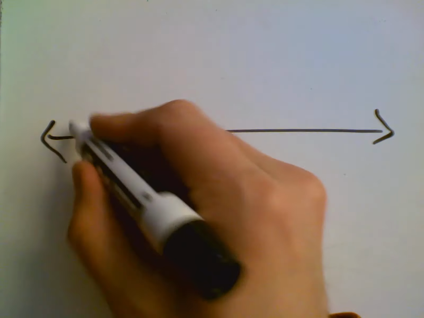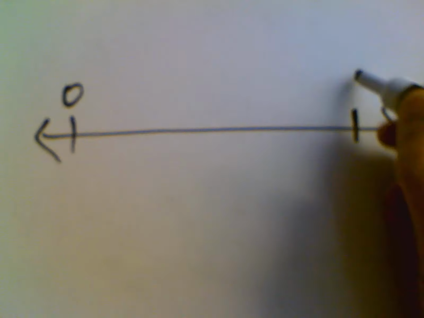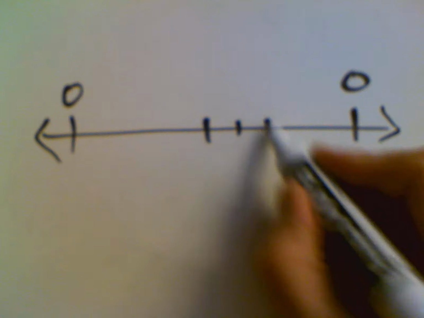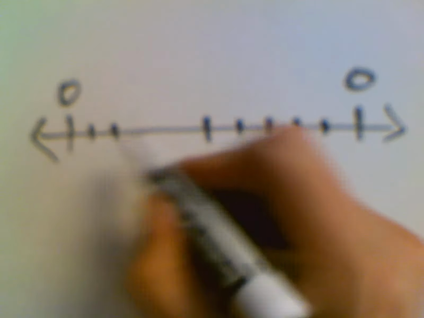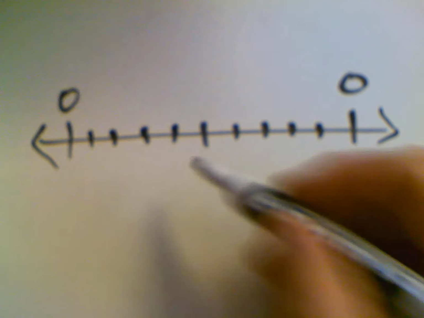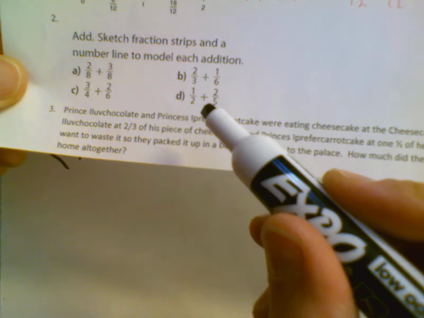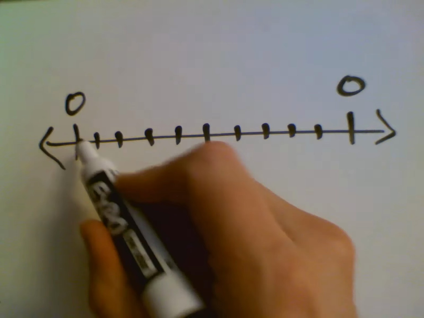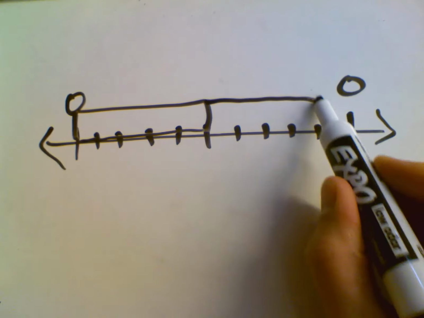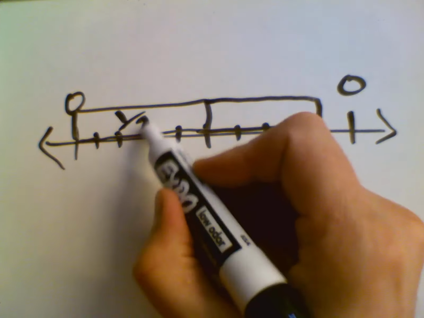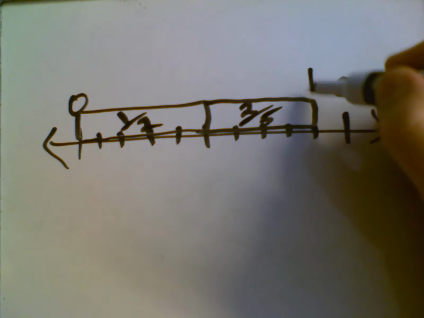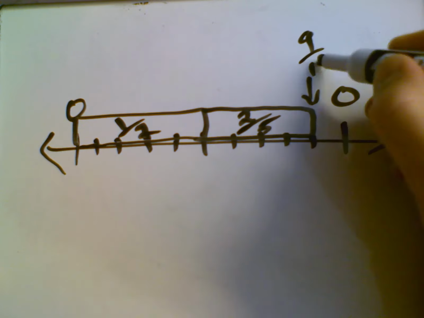And 9/10 is just shy of 1, so I'm just going to go from 0 to 1, and it's in tenths. So I'm going to go like this: 1, 2, 3, 4, 5. And let's see, if I go back to the question, 1/2 plus 2/5. So 1/2 would be 5/10. Plus 2/5, and we know it got us to 9. So 1/2 plus 2/5 gets us to 9/10.